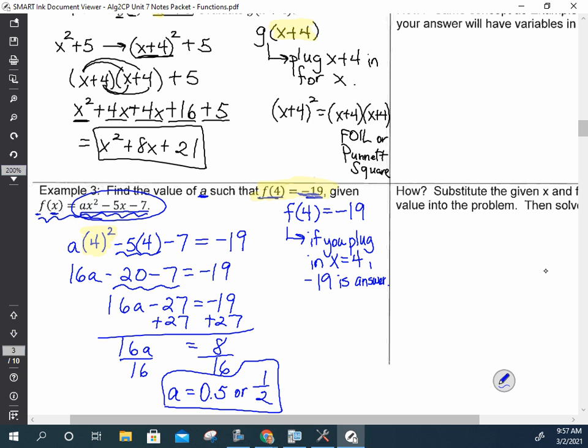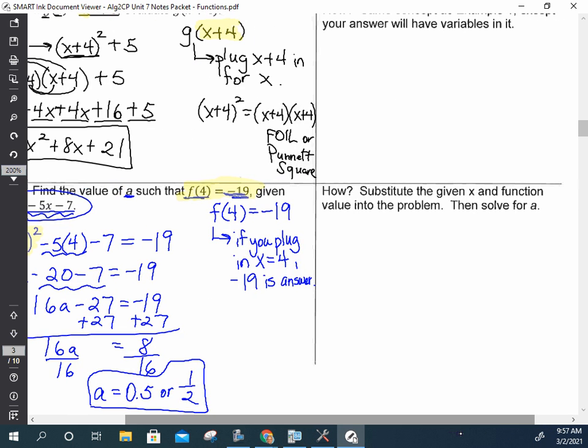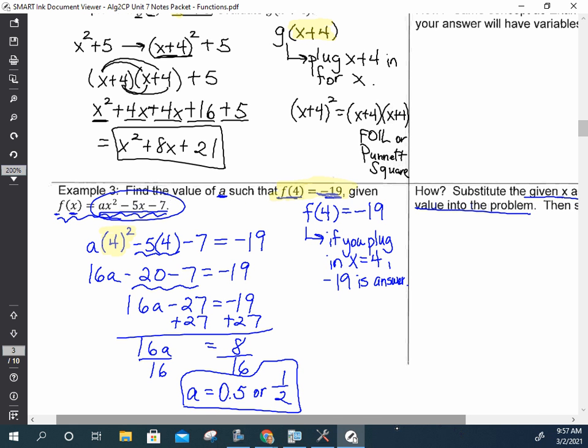I personally don't care which one you get, as long as the work matches the answer. So for example 3, where it tells you how, substitute the given value for x and the function value into the problem, and then solve for a. The explanation of this first part is very, very important, because that part pretty much tells you how to set up the problem.